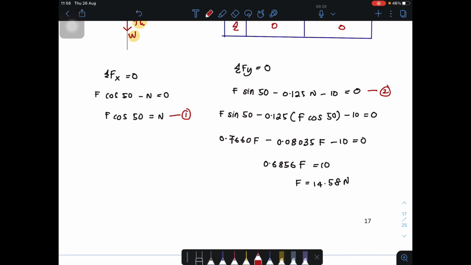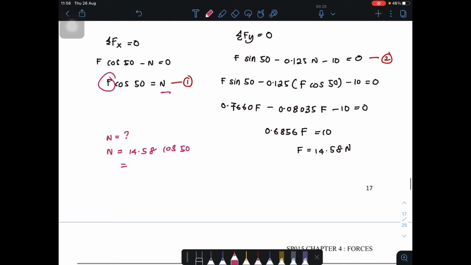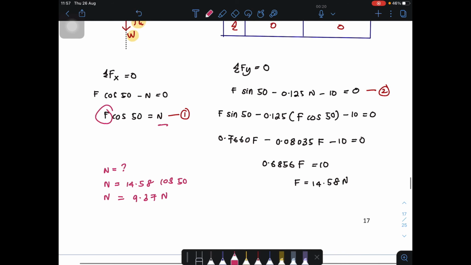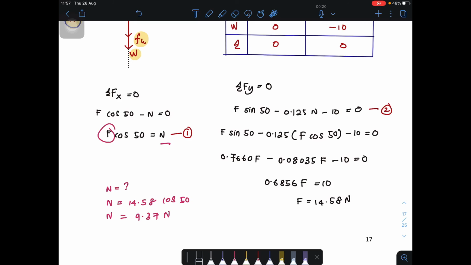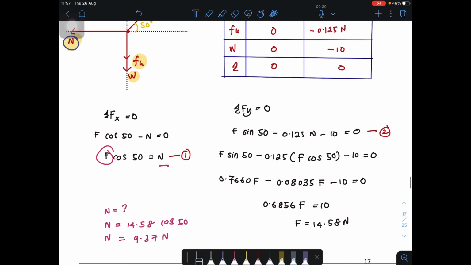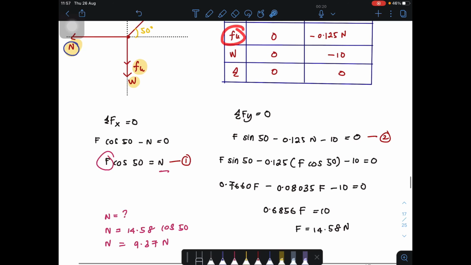Soalan B, we want to find the value for N. So just masukkan using the first equation. N is equal to 14.58, F here, cos 50. So sama dengan 9.37 Newton. Okay. So kalau soalan minta what is the value for FK, kamu boleh masukkanlah value N ke dalam ni and then you will get the FK. Tu kalau soalan minta lah extra question. Okay, that's all for example 13.